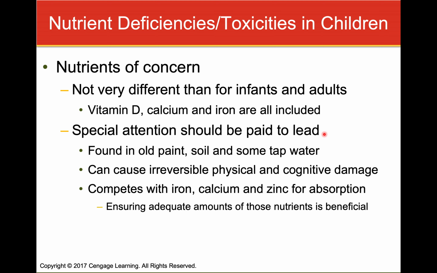There should be special attention paid to lead. Children, especially young children, as they start being able to crawl and walk, may get into things that you don't want them to. May eat things like old paint, soil, and these things can be high in lead. Lead poisoning can cause irreversible physical and cognitive damages, and it also competes with iron, calcium, and zinc for absorption. So it will be important to ensure adequate amounts of those nutrients are available, and by doing so, they can decrease the absorption of lead if that is being consumed as well.